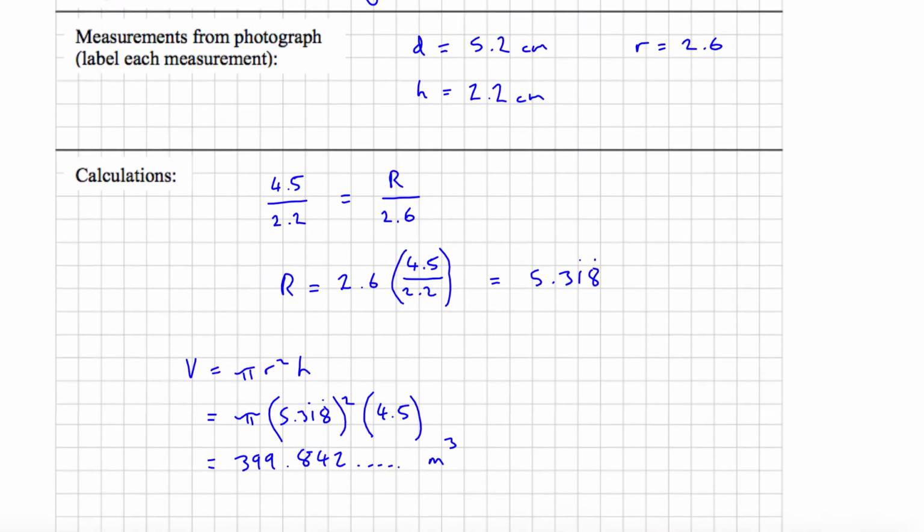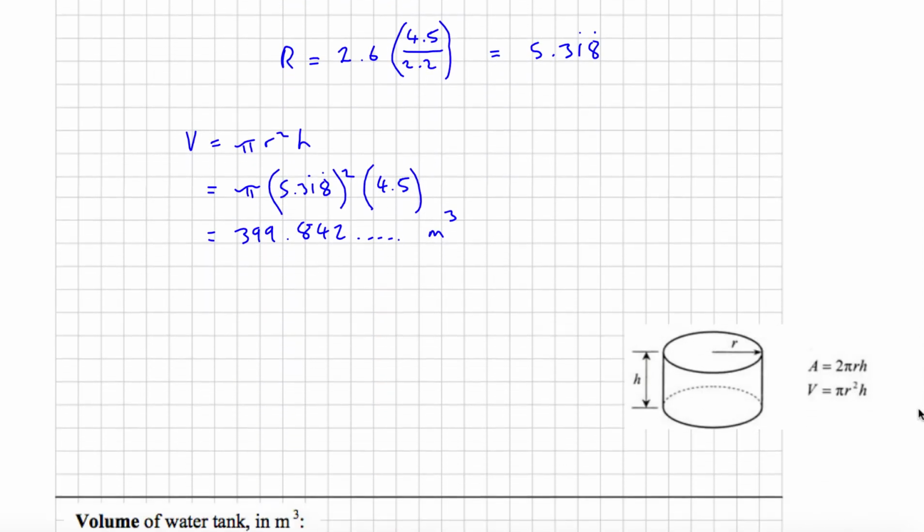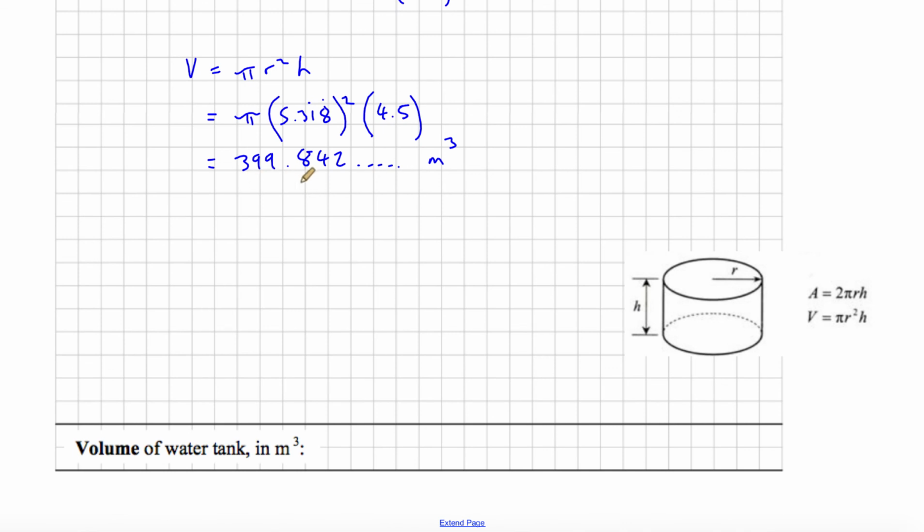However, it does say give your answer correct to the nearest meter cubed. So to the nearest meter cubed, we look to the digit after the decimal. Does that 8 affect the 9 in front? Yes, it does. And then there's a domino effect, so it's actually 400 meters cubed. So that's the volume of the tank, as per the estimate of 4.5 meters height. 400 meters cubed. And that's the end of the question.